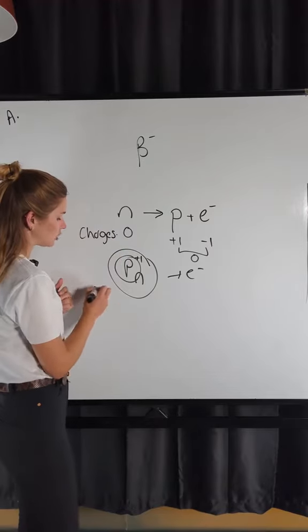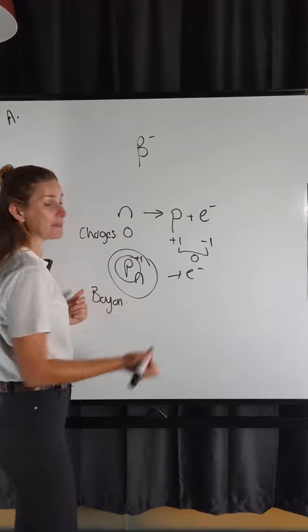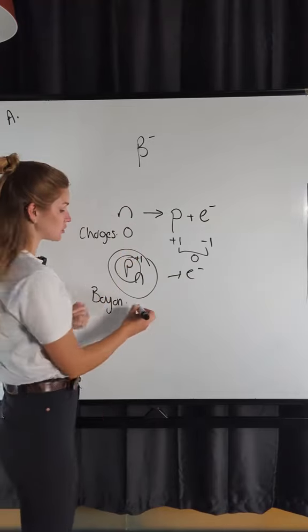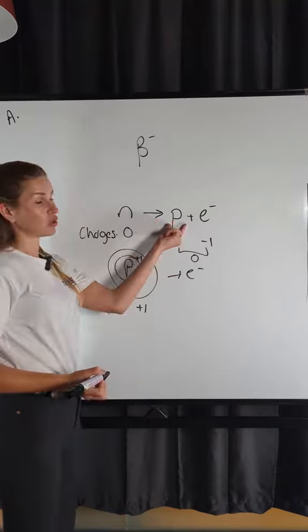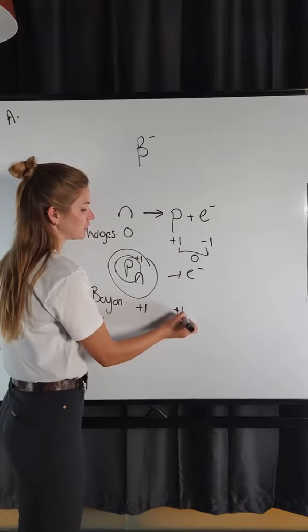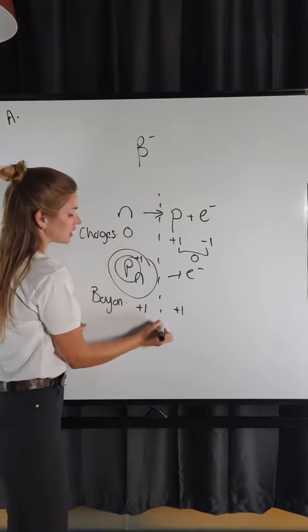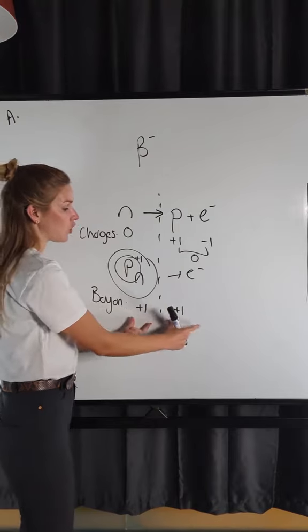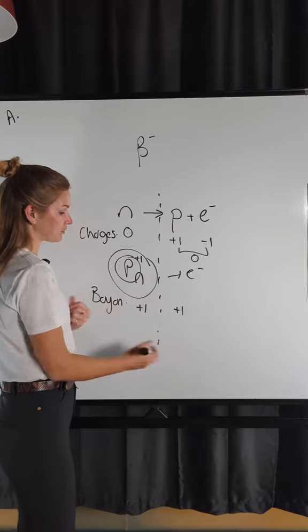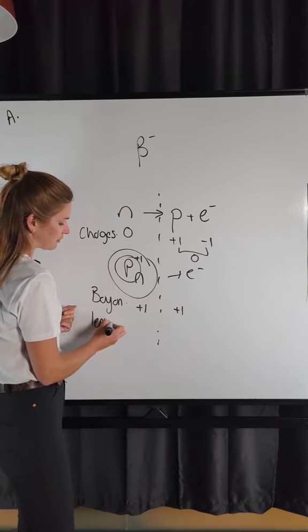Okay? I can also then look at baryon number. If I look at baryon number, a neutron is a baryon. It's got a baryon number of +1. A proton is a baryon. It's got a baryon number of +1. So again, if I separate my equation, I can see that baryon number is conserved on both sides of the equation. It's both +1. Then what I'm going to do is look at my lepton number.